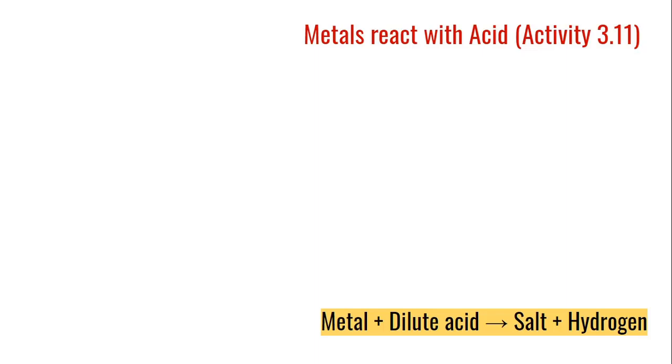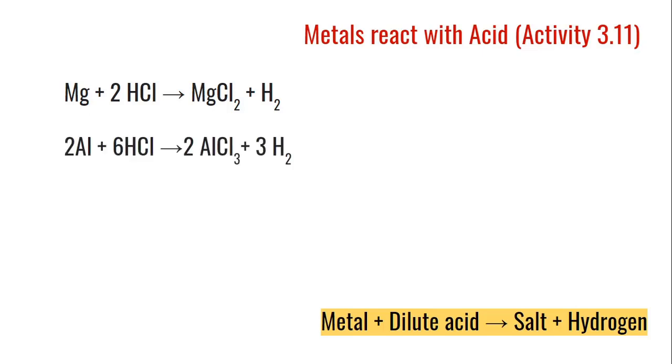First of all, we have taken as metal magnesium. Magnesium reacted with hydrochloric acid gives magnesium chloride and hydrogen gas. It means Mg plus 2HCl gives MgCl2 plus H2. Then we have taken aluminium. So 2Al plus 6HCl gives 2AlCl3 plus 3H2. In this equation you can observe that metal plus acid gives salt plus hydrogen.